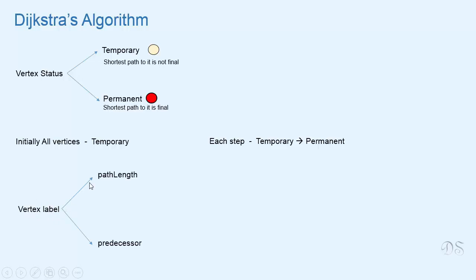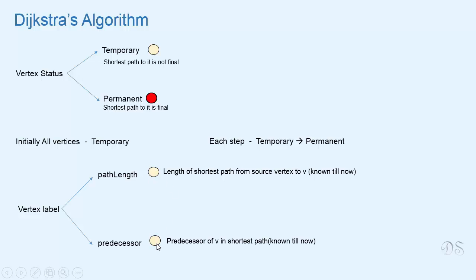Each vertex will be labeled with path length and predecessor. At any point of the algorithm, the path length of a temporary vertex denotes the length of the shortest path from the source vertex to vertex v known till now, meaning known till that point of the algorithm. As the algorithm proceeds, we might get a better path from the source vertex to vertex v, and in that case we'll change the value of this path length. The predecessor of a temporary vertex denotes the predecessor of v in the shortest path known till now. For a permanent vertex, the path length denotes the length of the shortest path from the source vertex to v, and the predecessor denotes the predecessor of v in the shortest path.